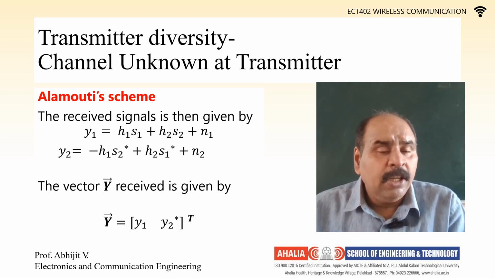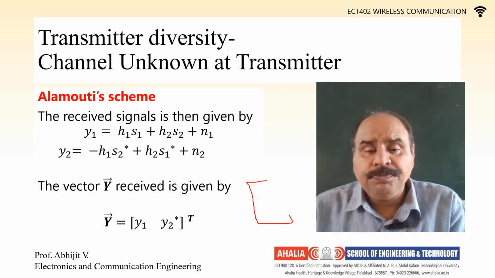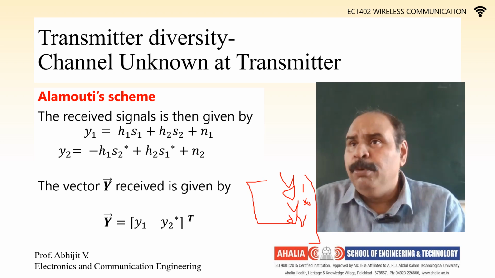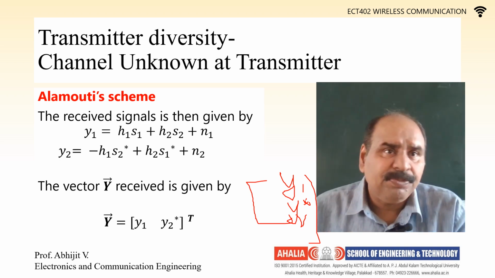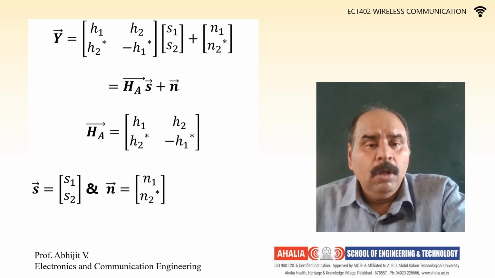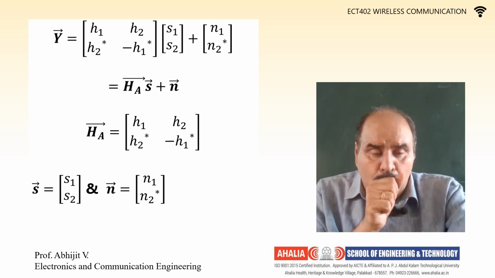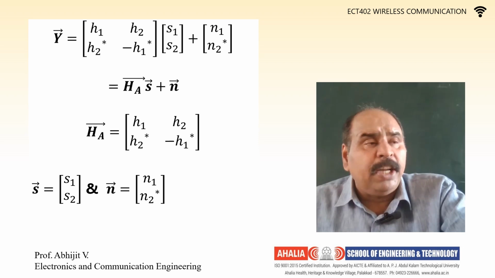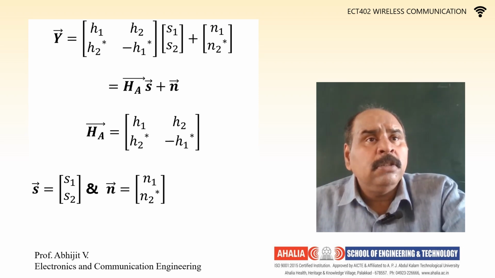Okay, so let us consider a vector Y which is received at the receiver, and we are defining this Y to be the transpose of Y1, Y2 conjugate. In the previous communication engineering lab, we have learned how to process matrix vectors. So in that case, we'll convert this into matrix equations: vector Y is equal to [H1 H2; H2 conjugate minus H1 conjugate] into [S1 S2] plus [N1 conjugate of N2].